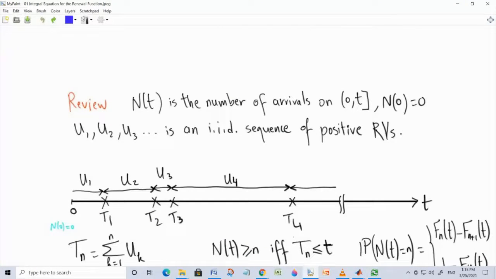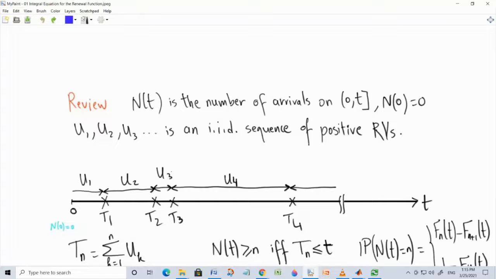We started this topic of renewal processes. A renewal process is an arrival or counting process, and N of t is a non-negative integer that tells you the number of arrivals, events, renewals, or points on the interval from 0 to t, with t included. And we take N of 0 to be equal to 0.